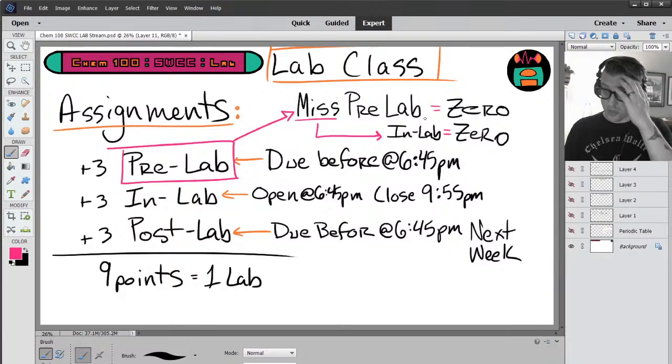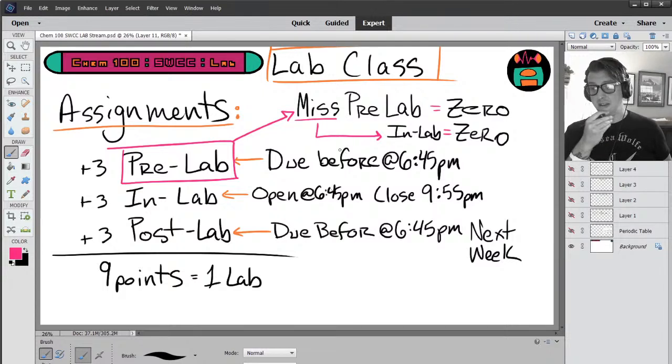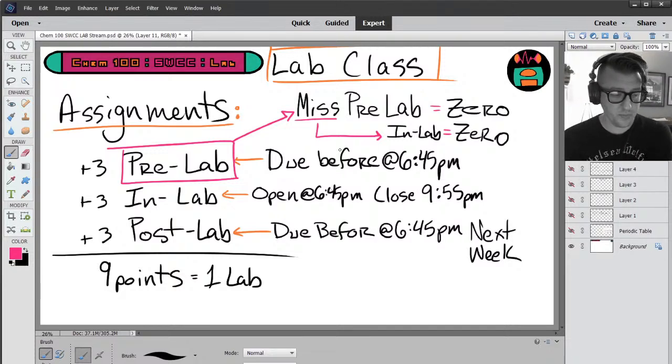If you do not turn the pre-lab in on time, even if it's just a few minutes late, the score is going to be 0 for both the pre-lab and the in-lab. So I would definitely recommend doing this early. Don't start it at 6:30. Some of them are short, not all of them are short. So knock this out a day before, maybe even a couple days before, because if you have trouble with it, you might need to get help. Missing the pre-lab will also knock out your in-lab score.